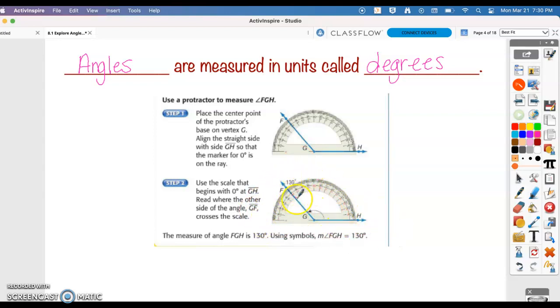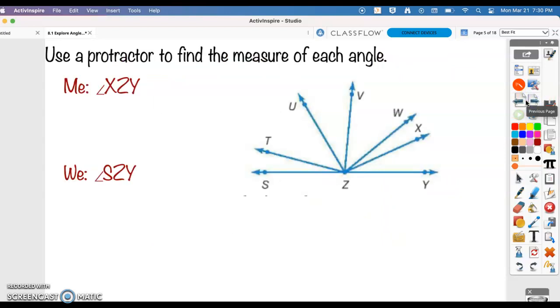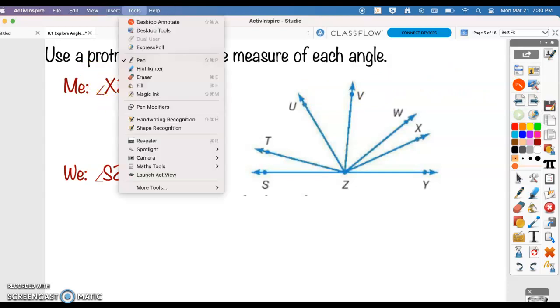You can see that it goes through right here at 130, so that would be 130 degrees. They show that by writing measure of angle FGH is equal to 130. Now we're going to practice measuring. You are going to do this with your protractor. We're going to measure angle XZY.